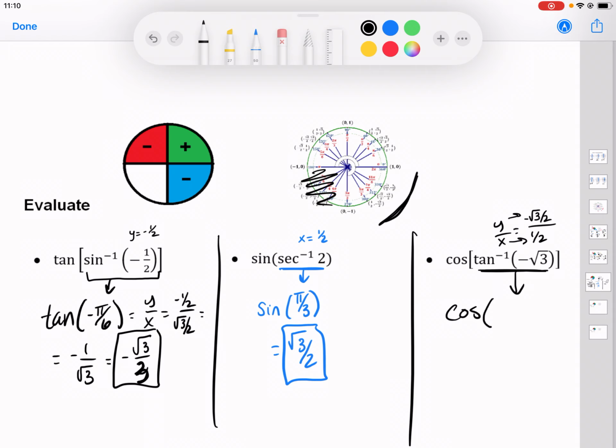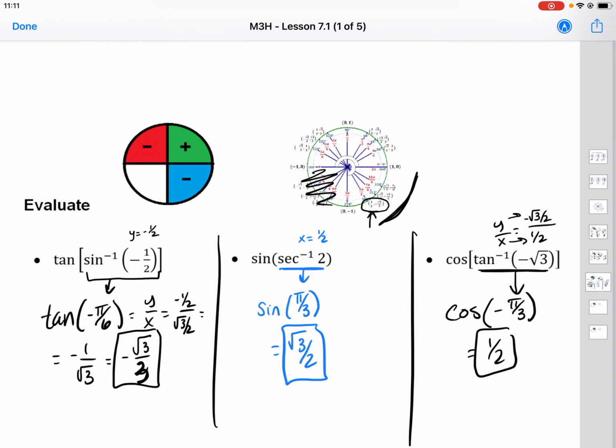So that would be the y value right here. So negative pi thirds. Because remember, the fourth quadrant, you always need the negative angle. And then at that exact same angle, we're just going to go ahead and find the cosine value, or the x value, which is positive 1/2. So that would be our answer.